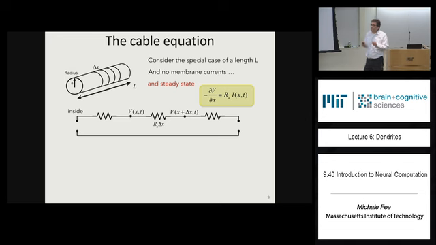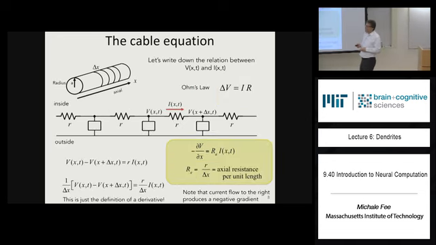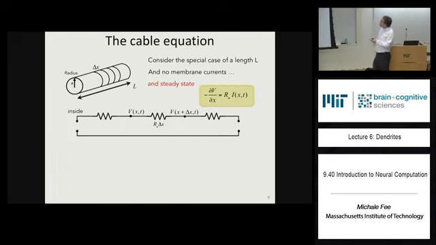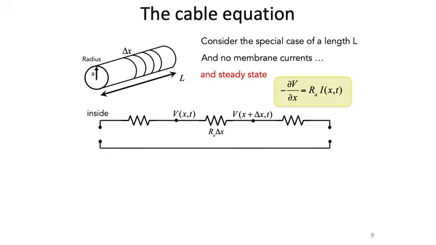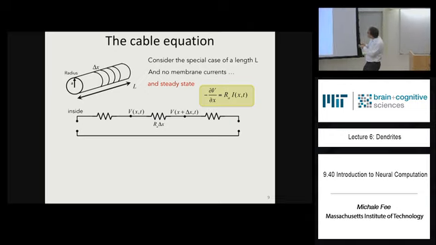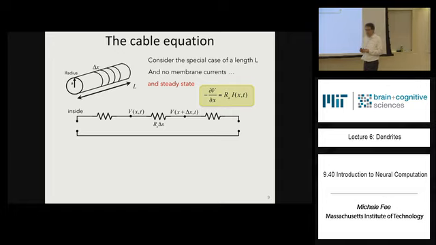Okay, so now let's take this and analyze it for some simple cases where we have no membrane currents, so we're just going to ignore those. We're just going to include these axial resistances, and we're going to analyze what this equation tells us about the voltage inside of the dendrite. Does that make sense? Okay, so let's do that.